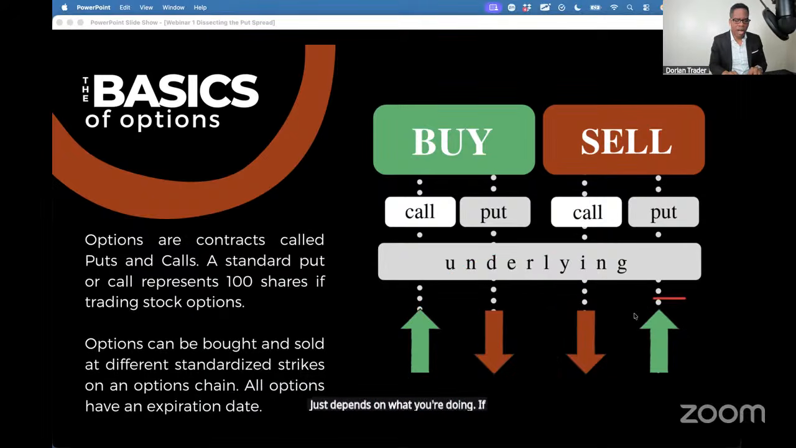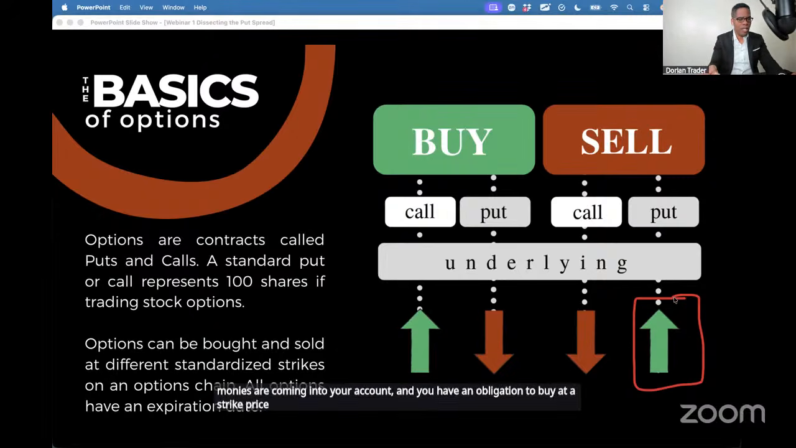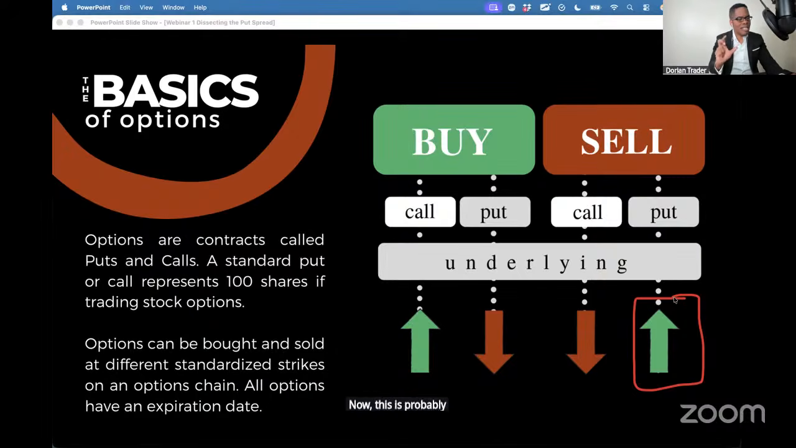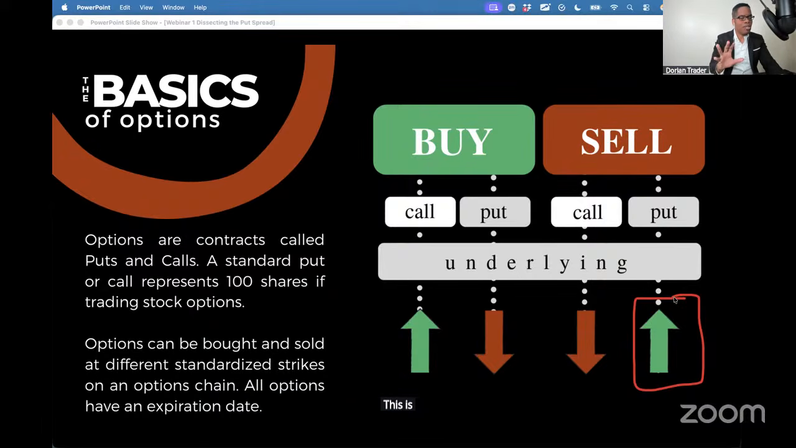If you are the seller of the put, then you are bullish. Monies are coming into your account and you have an obligation to buy at a strike price. Now, this is probably the second most common option strategy that people start with, and that's selling a put. It's called selling a cash secured put, and you're okay with owning the shares. This is what a lot of people start with. This is probably 1A. Very, very conservative strategy if you're doing it correctly. You sell the put, you receive monies into your account that you never have to give back.